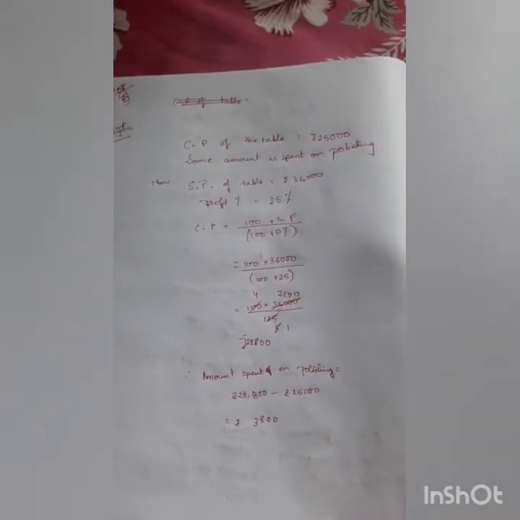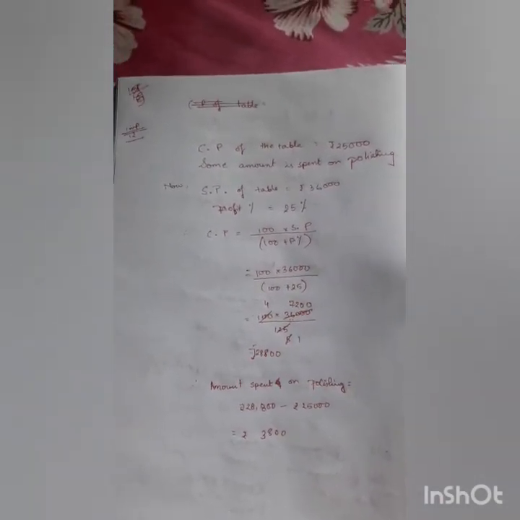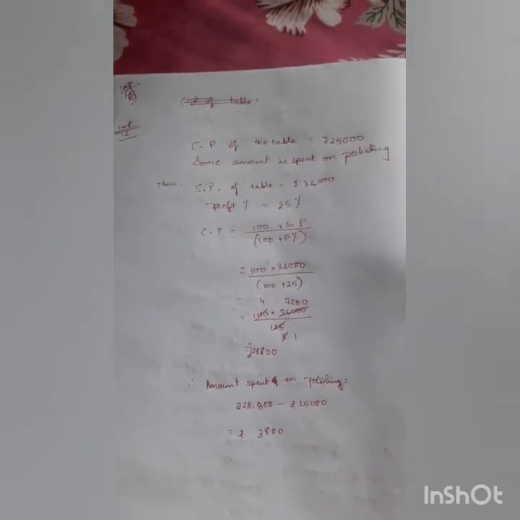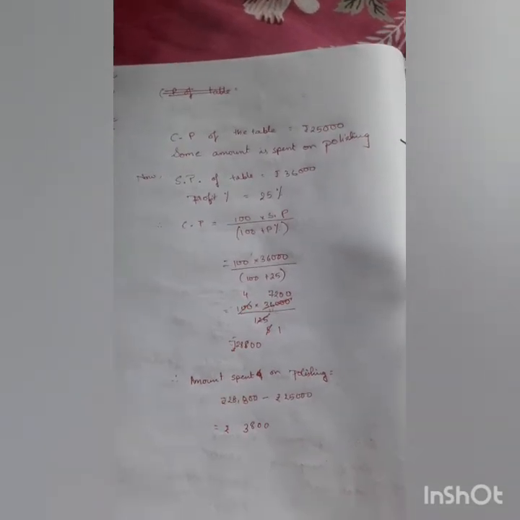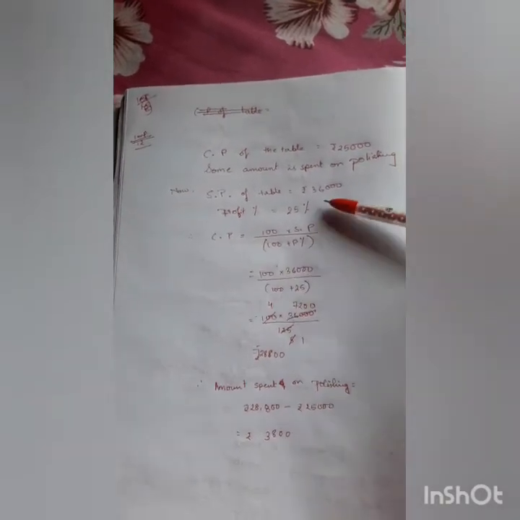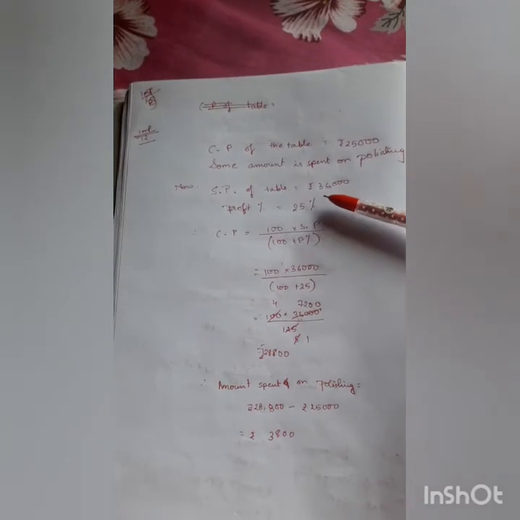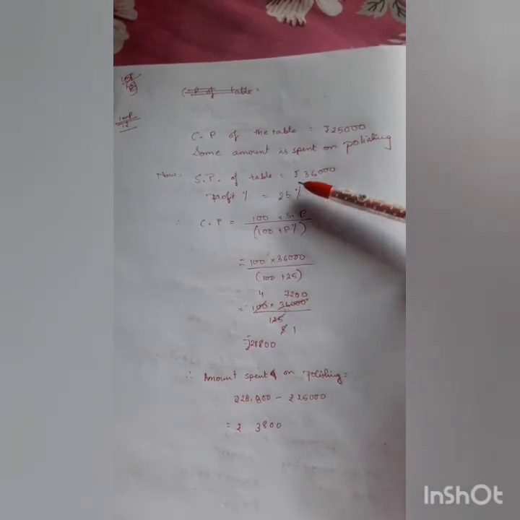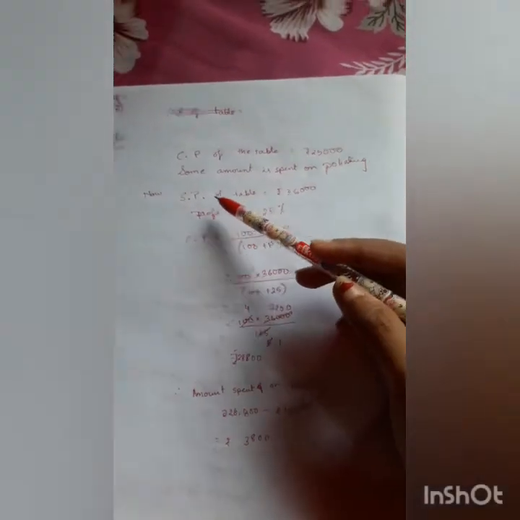Question number 12 is a very important sum. See here, the cost price of the table is given. After that, this person has polished the table, and for that some amount was used. But how much amount has been spent is not mentioned. Now he is selling the table at a price of rupees 36,000 and he had a profit of 25%. We are asked how much amount he spent on polishing the table. This extra amount of polishing the table has been asked. So let us find out.